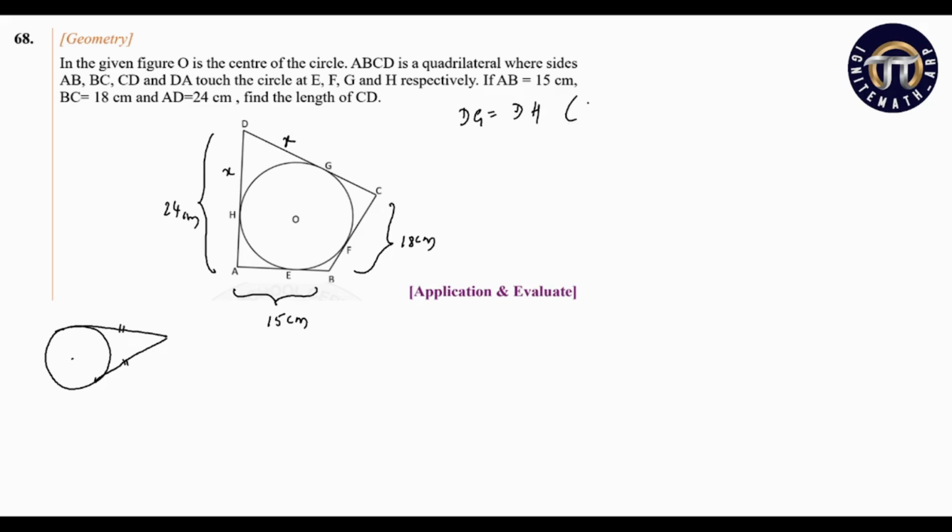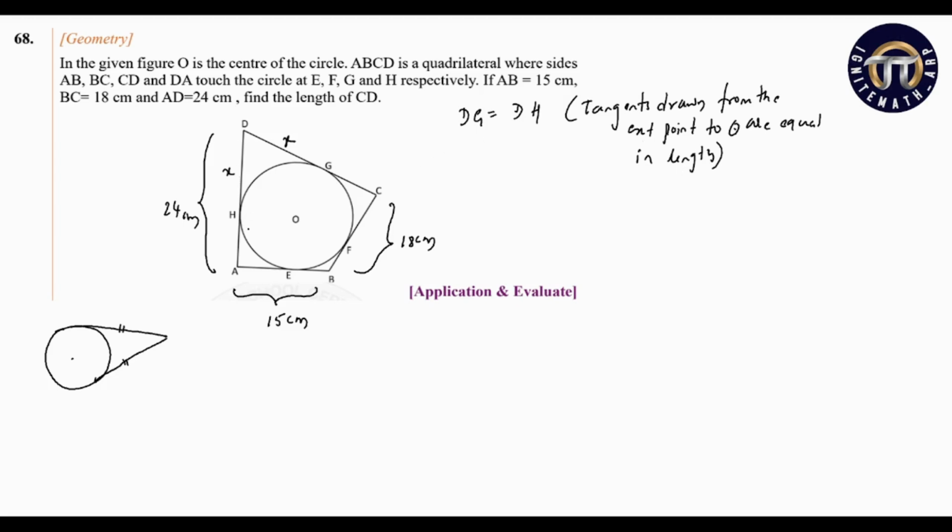What is the reason you are giving? You are giving the reason as: tangents drawn from the external point to the circle are equal in length. You are supposed to give the reason, at least once.